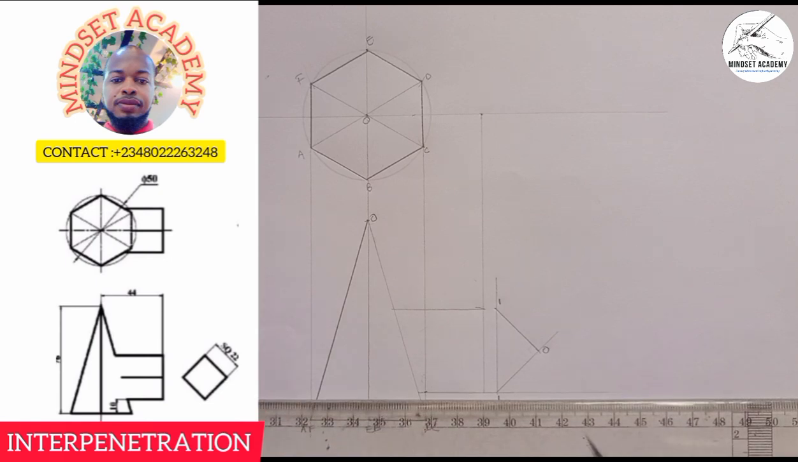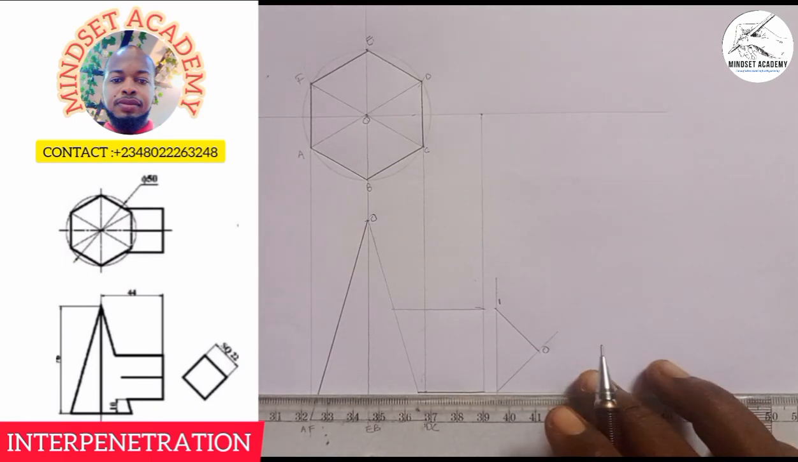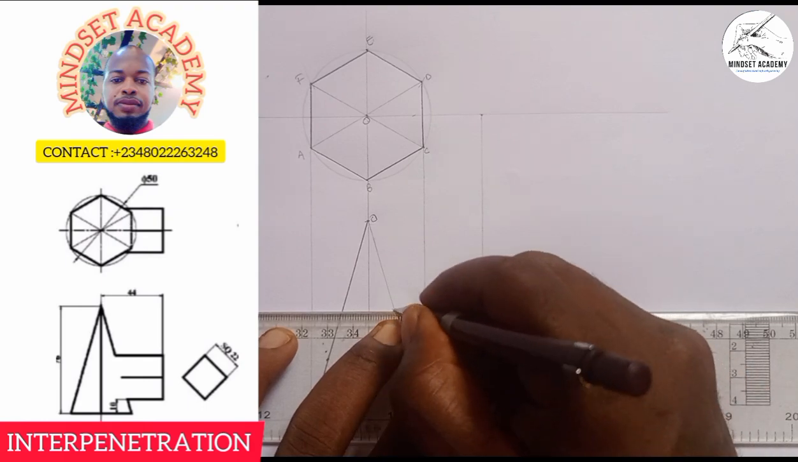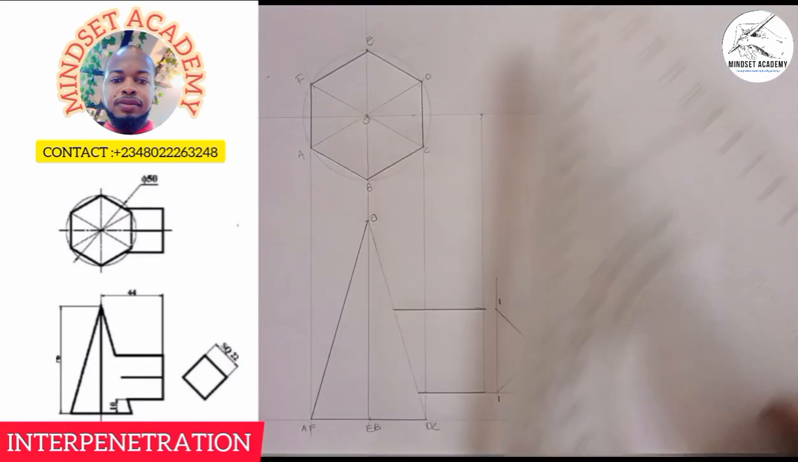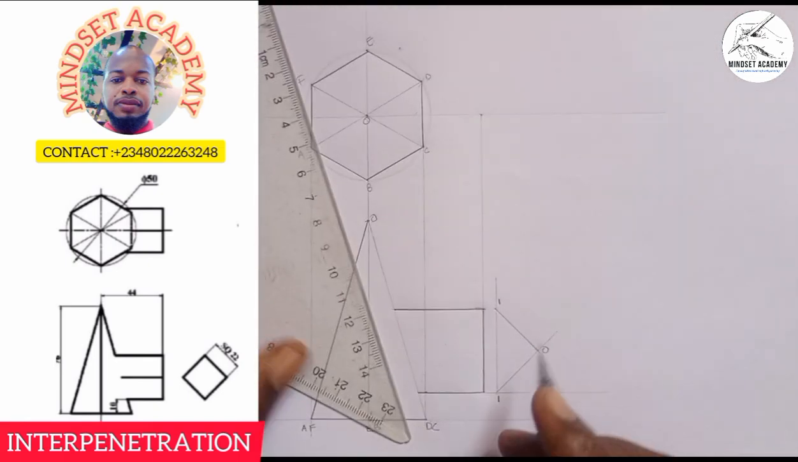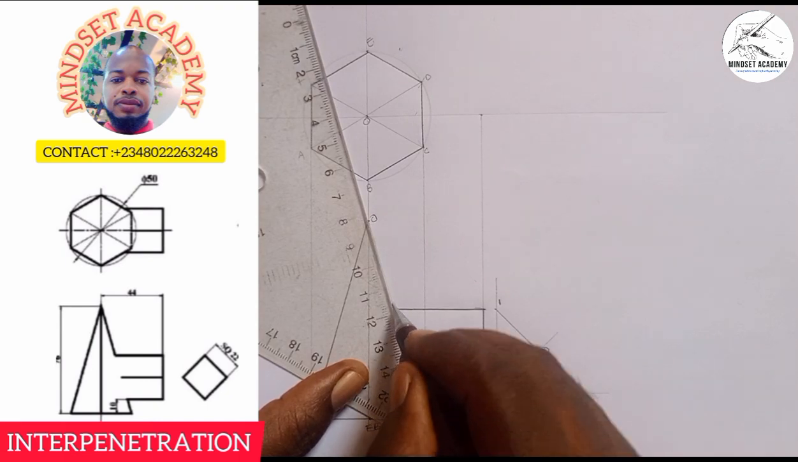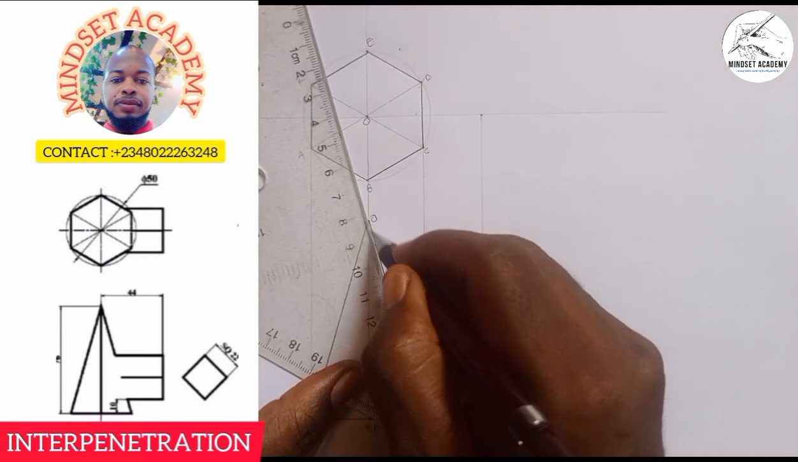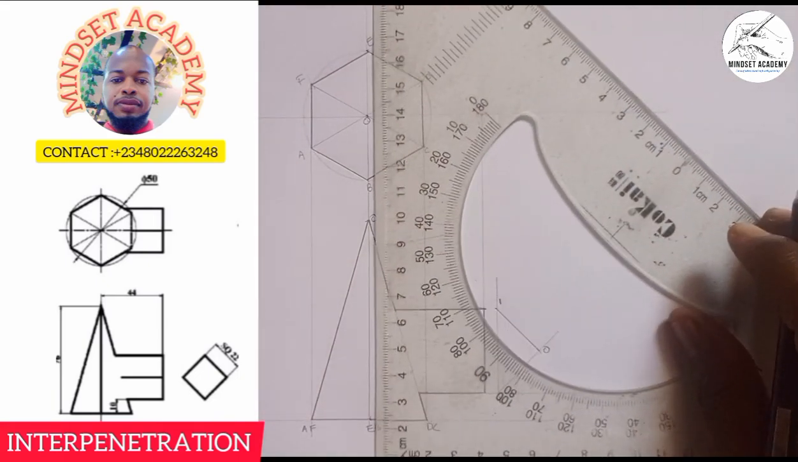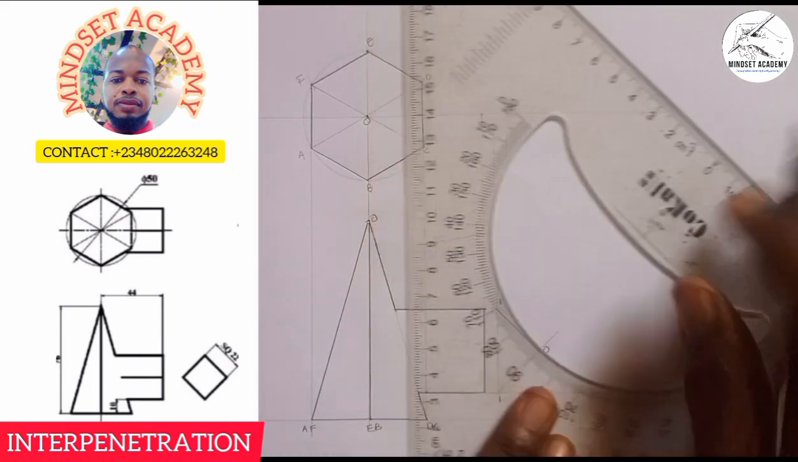thicken it from here. This is thickened from this point straight down here, and this is thickened from this point straight down here, and I will close here up this way, and I'll also close here up this way. Then there's a straight line that is running OE, from here straight down to this point.